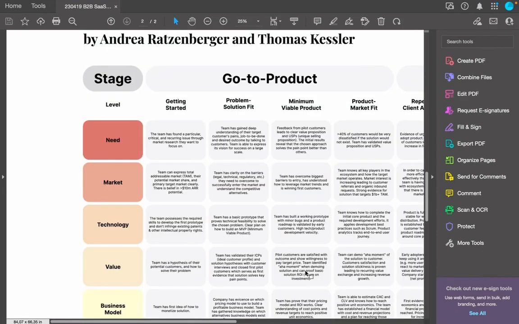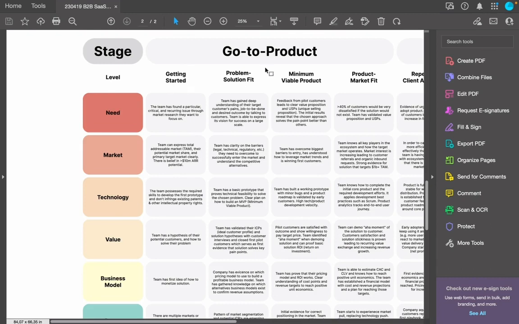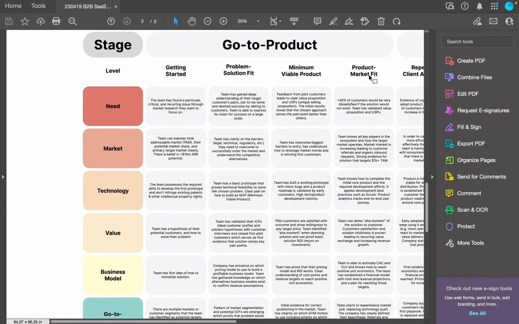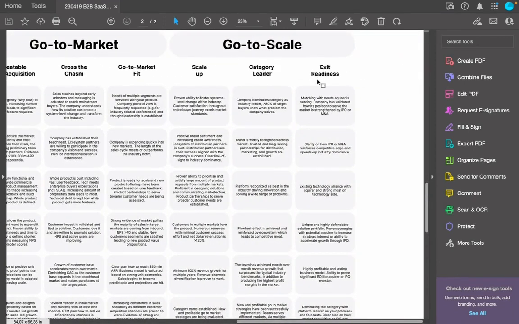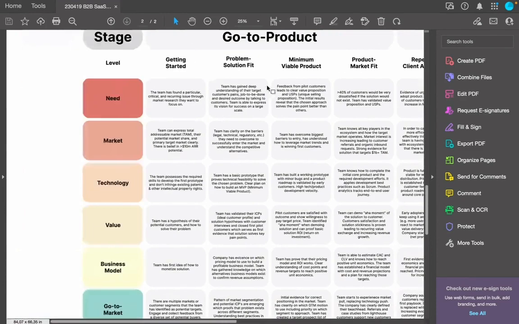Because when we are looking at it, first you're in getting started, then you're starting to get into problem solution fit, then you're going into minimum viable product market fit, and so on. This is really good, giving you a clear indication where you are in the process. Then you want exit readiness, a category leader, scale up. This is when you are a global startup.